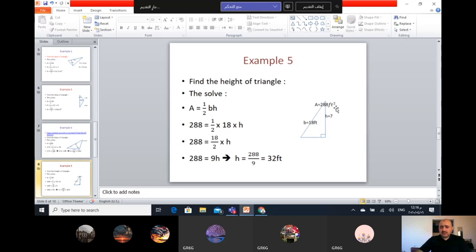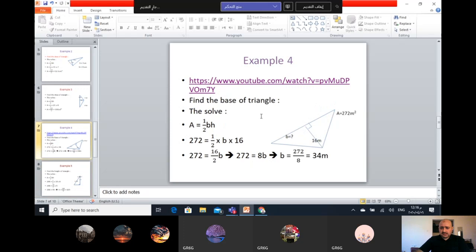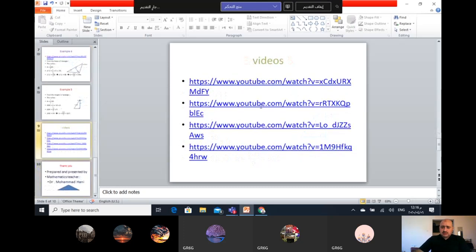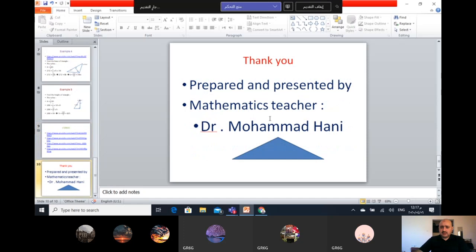So in this example, I have the area and I want to solve for the height. In the previous example, I have the area and the height, and I want to solve for the base. And in the example before that, I have the base and the height, and I want to solve for the area. Here we have some videos. When you have free time, you can watch these videos. And this is our lesson today.